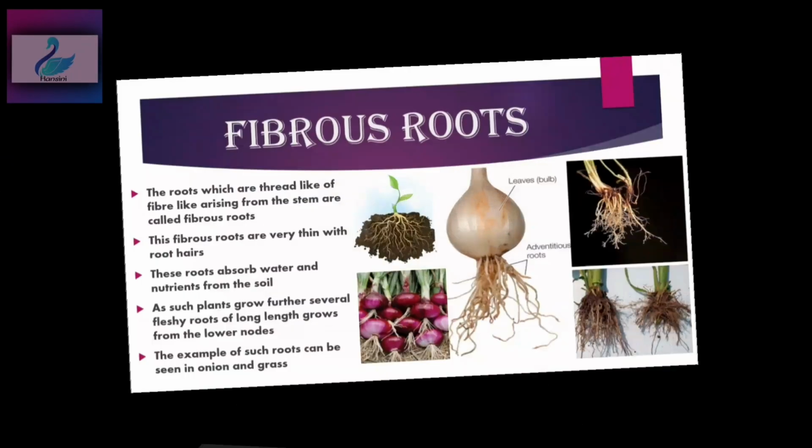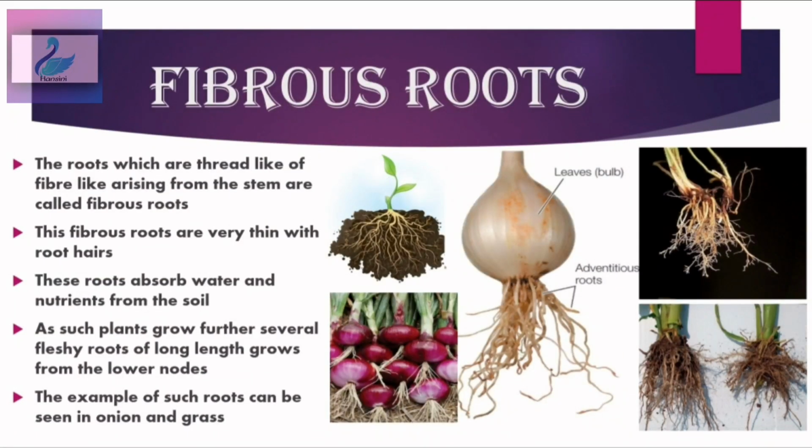Now we will see the second one, which is the fibrous roots. So now we will see what are fibrous roots. Thread-like or fiber-like roots arising from the stem are fibrous roots. So now what these roots do? These roots absorb water and nutrient from the soil. Monocotyledonous plants have fibrous roots. So now taproots have which type of plants? So dicotyledonous plants have taproots.